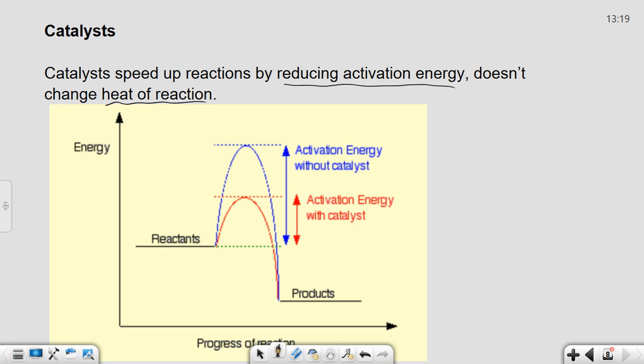So it doesn't change your enthalpy. It doesn't change the heat of your reaction. Because if you look, my reactants are there, my products are down there. It doesn't change where they start from. What it does change is, this is before catalyst, I needed that much energy. This is after catalyst, I only need that much energy. If you have less energy required, that means a faster reaction. So things happen faster if you require less energy. And so that's what a catalyst does to the energy pathways for reactions.